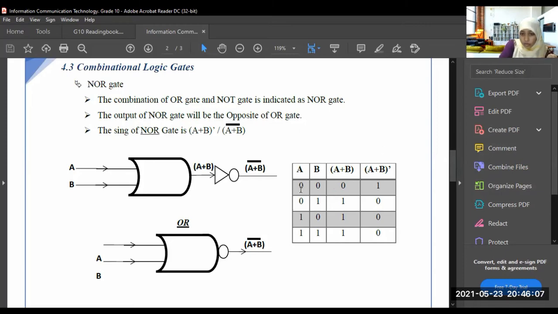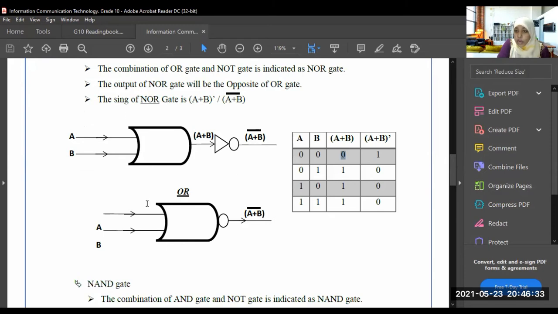A or B, now these both are off. So it is not on, that means 0. But when it goes through the NOT gate, it will be on. That is the thing. Now understood? So the sign of NOR gate can be like this, okay? A or B within brackets and then bar, or you can write it like this also. So either you can draw it like this or you can draw it like this.